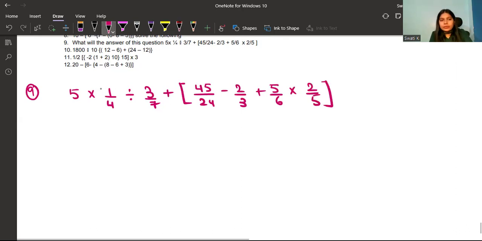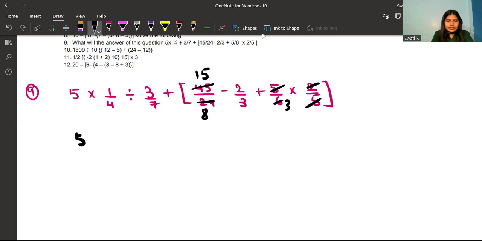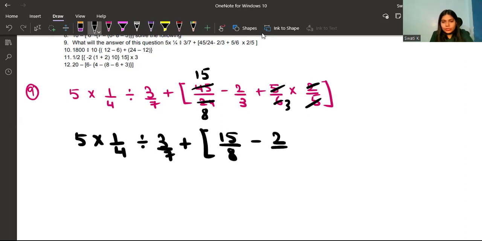So first of all, I'll just do one step here only in the question itself, except writing the same thing again. 5 and 5 will get cancelled and this will become 2 times 3 is 6. So I'm getting here, and also if I want, I can simplify this one, which is nothing but 3 times 15 is 45, and then 3 times 8 is 24, right? I can't simplify this further, so I'll write on as it is. 5 times 1 by 4 divided by 3 by 7, plus in bracket, I'm getting 15 by 8, minus 2 by 3, and then plus 1 by 3, right?